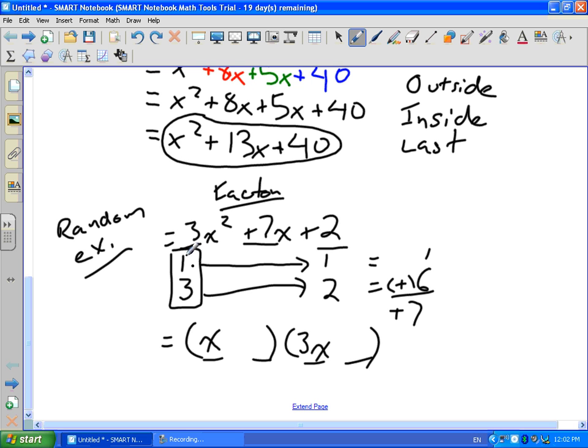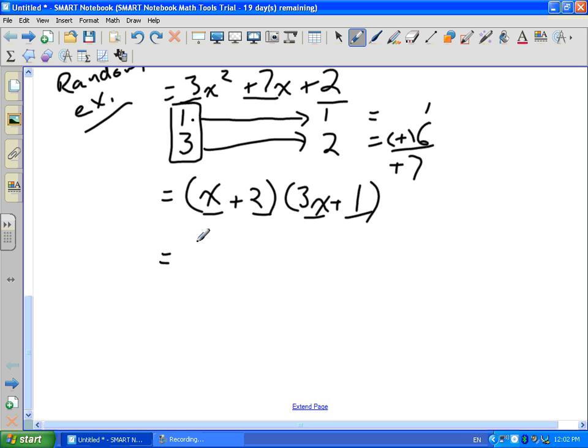So my first term 1x is right here. So my positive 1 goes in the other bracket. Therefore, my 3x is the first term here. I multiplied it by 2. It has to go in the opposite bracket over here. So I now have my two terms, my pair of factored answers, 3x plus 1.